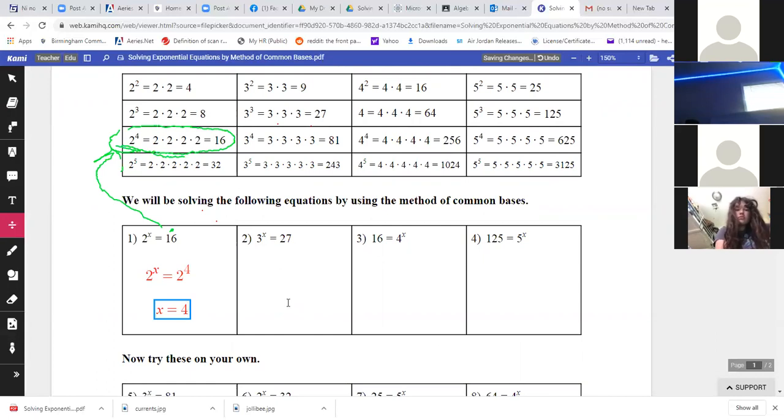I know that a lot of you could see what the answers for these questions are right away. But we're practicing a new thing called the method of common bases. So we have to go through this step, okay? Because the problems are not going to be just like this. So we need to get used to rewriting the equation like this.